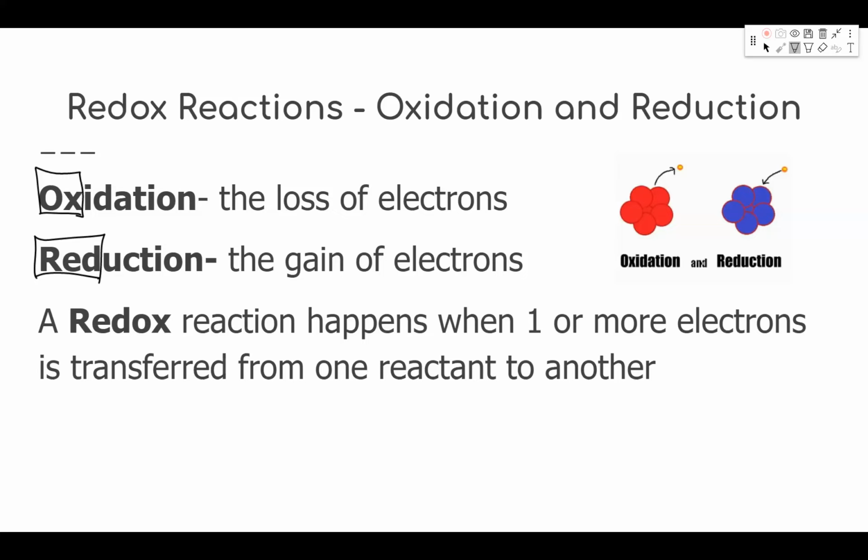Oxidation is the loss of an electron. Reduction is the gain of an electron. So when we are transferring from one material to another, one's going to lose, one's going to gain. It's going to be an oxidation, reduction, redox reaction. Cool. All right, we're going to go over this 9 ways to Sunday.